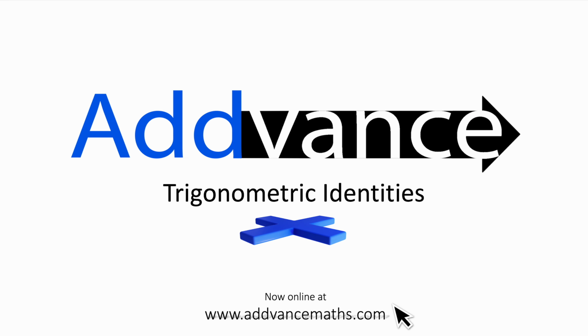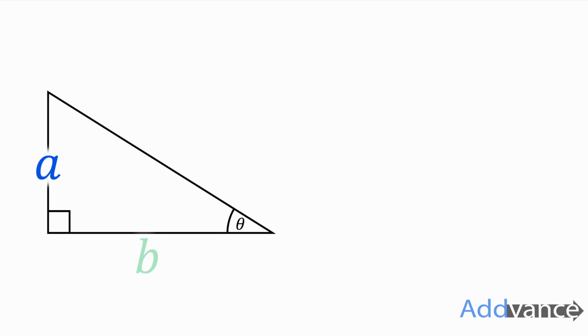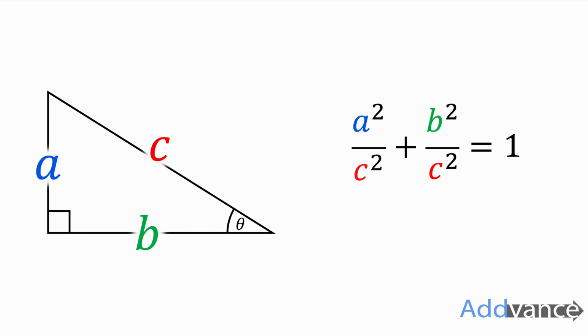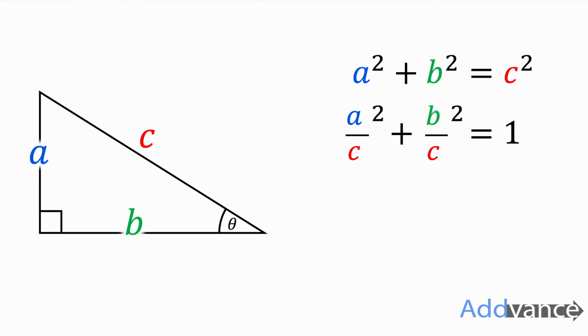Today we're going to learn some trigonometric identities and how to use them. Let's start by refreshing Pythagoras' theorem. a squared plus b squared equals c squared, and we're going to try and build upon this. Well, we can divide by c squared and we get a squared divided by c squared plus b squared over c squared is equal to 1.